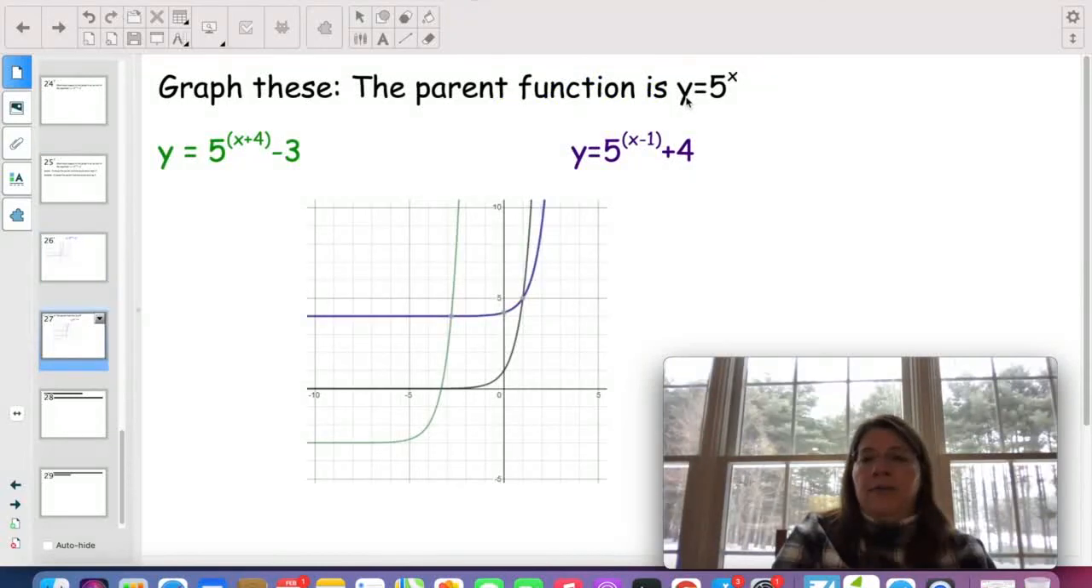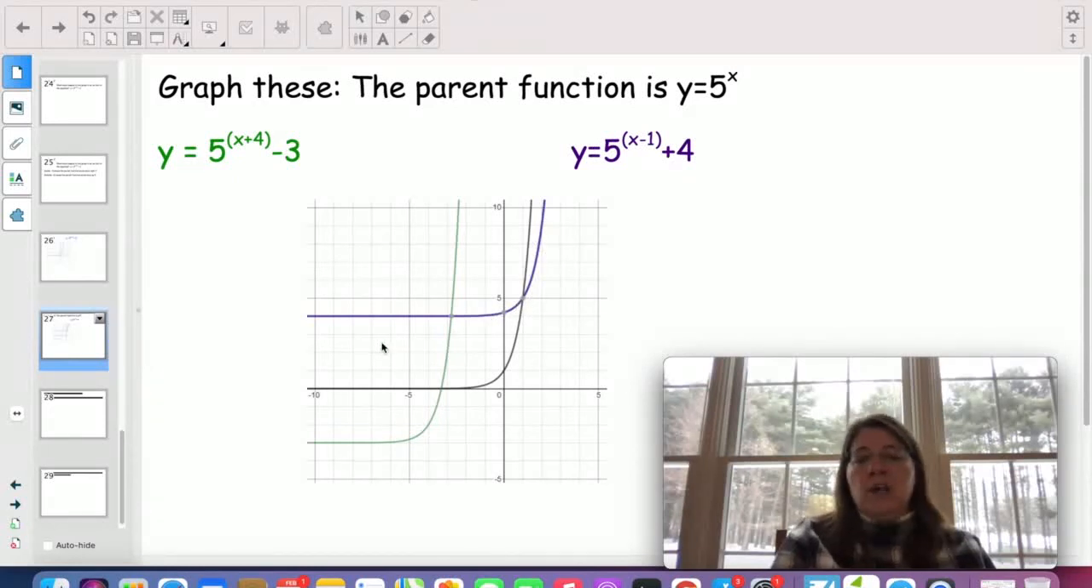If my original equation was y equals 5 to the x, that's my parent function. My parent function is here in black. And you can predict the green graph from the parent function, y equals 5 to the x. The green graph is going to go left 4, down 3. So here's my parent function. It goes left 4, down 3. And you can see that in fact that is what's happening here. For the purple function, I would predict that it's going right 1, up 4. So I'm going right 1, up 4, and yes, that is what's happening with the purple graph.